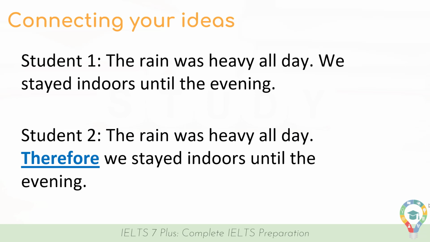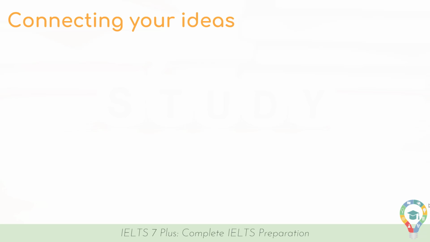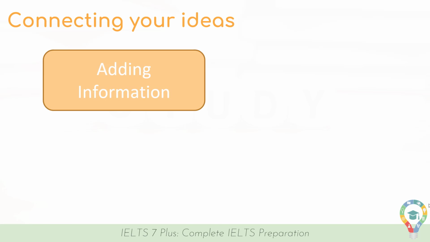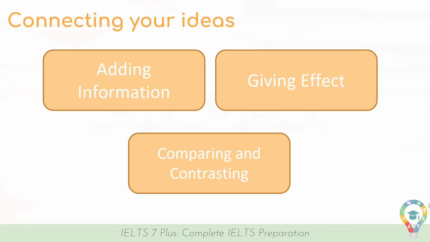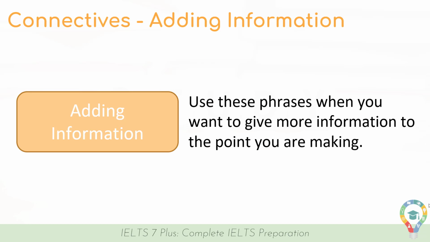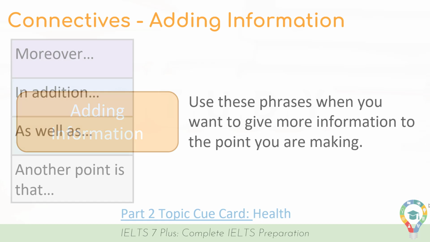Let's take a look at the types of connectives that we'll be looking at today. There are three types of connectives. We have adding information, giving effect, and comparing and contrasting. Let's move on to adding information. Use these phrases when you want to give more information to the points that you are making. Here are 4 phrases that you can use to add extra information to your speaking.